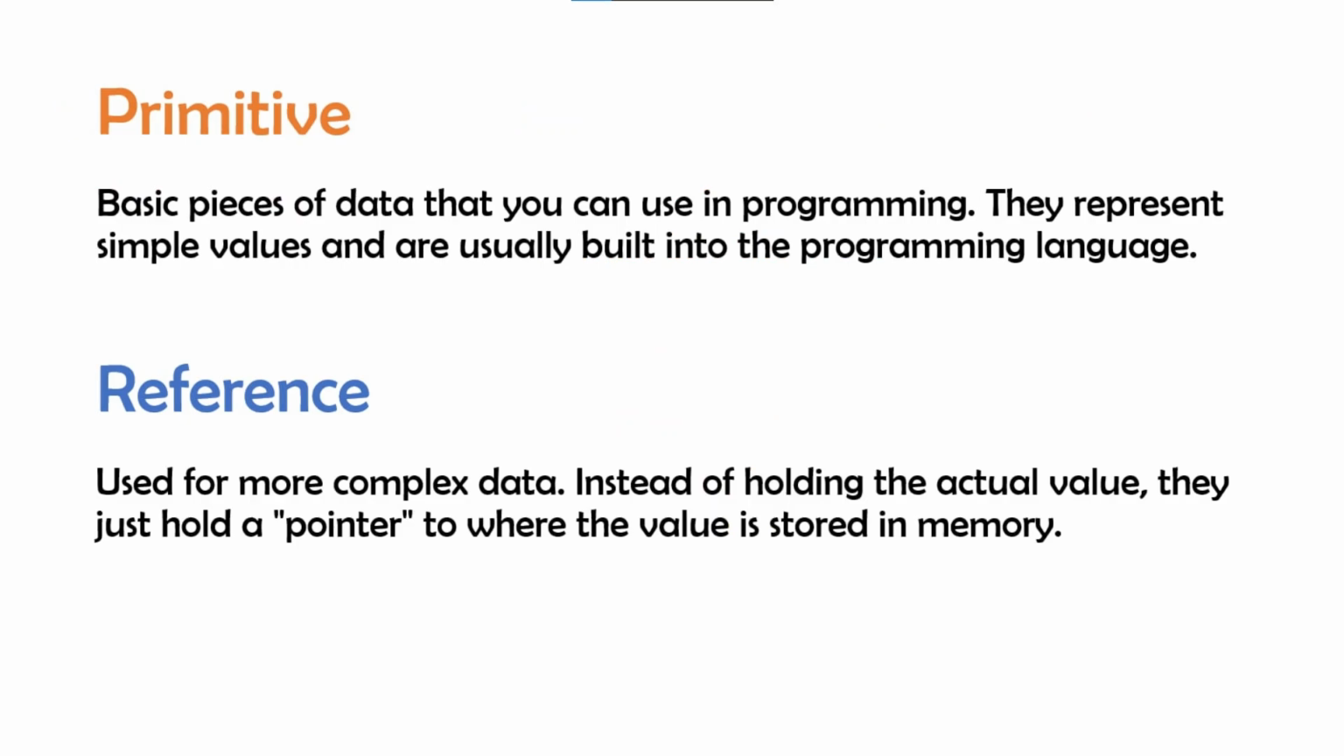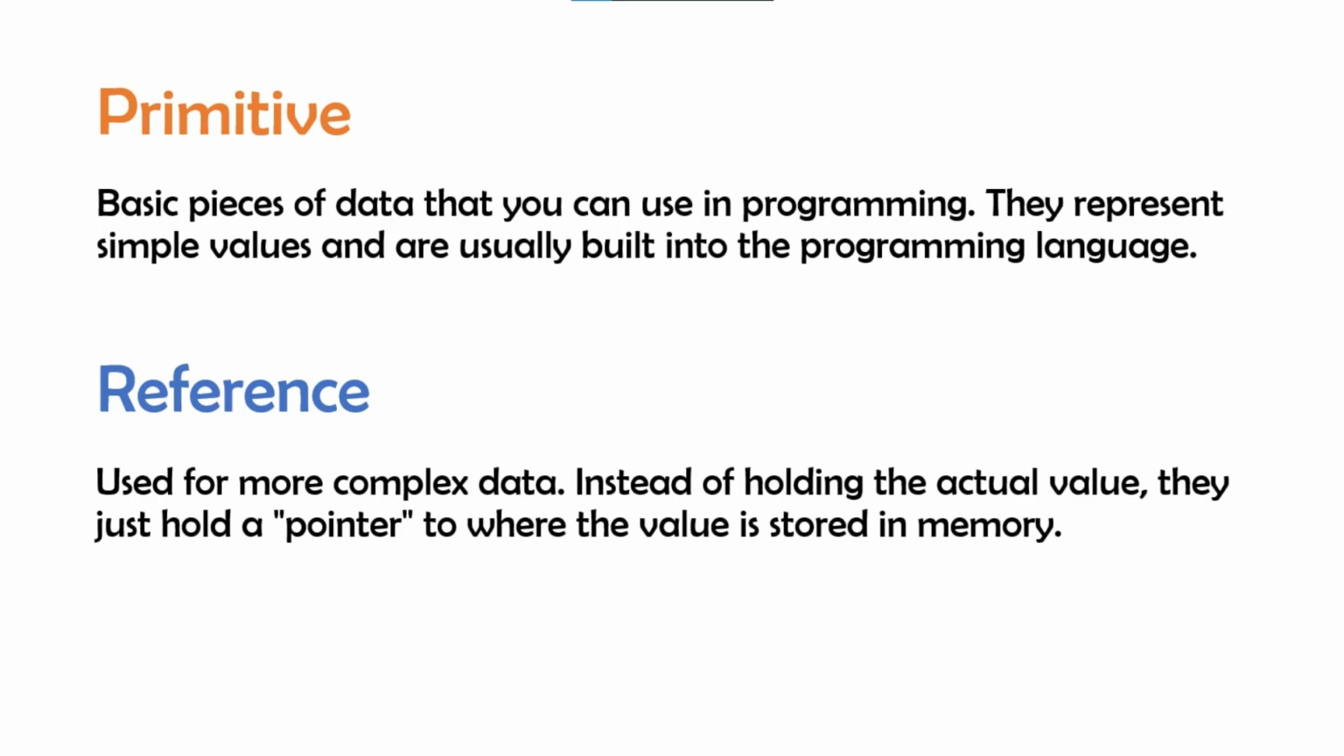So, primitive data types. These are the basic pieces of data that you can use in programming. They represent simple values and are usually built into the programming language. In Java, primitive data types are stored directly in memory and aren't treated as objects. On the other hand, reference data types are used for more complex data. Instead of holding the actual value, they just hold a pointer to where the value is stored in memory. Think of it like a link that points to an object in a different area of memory.